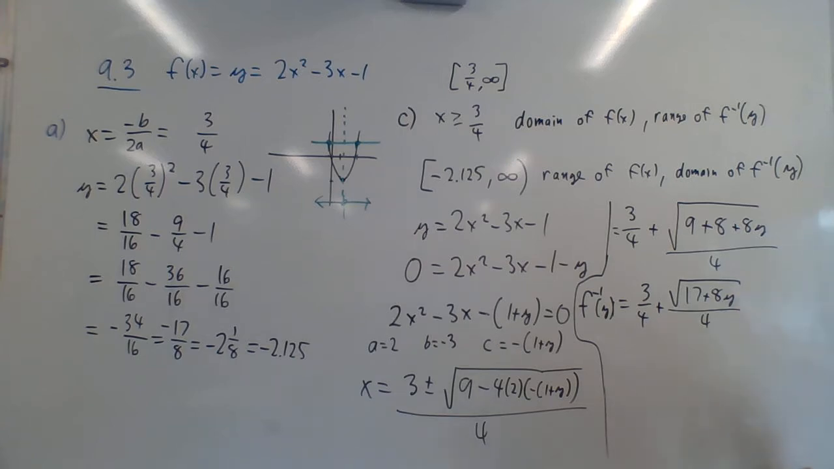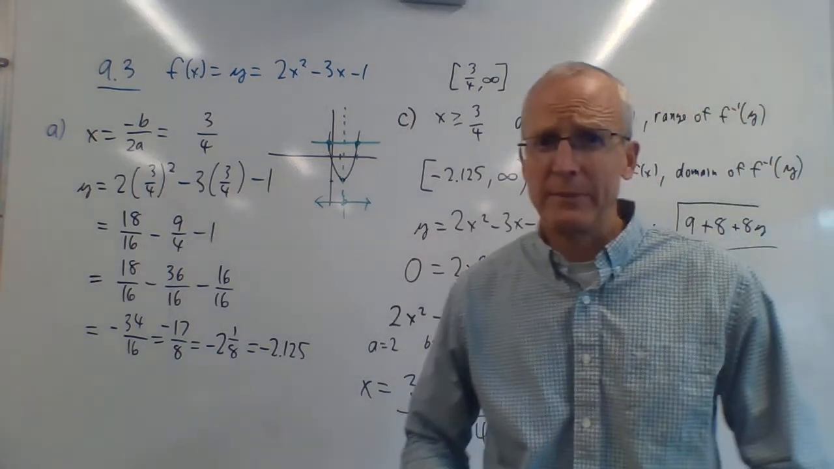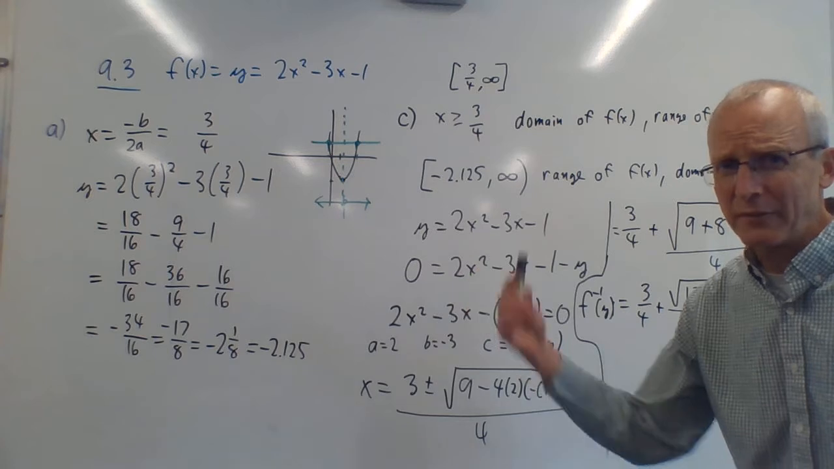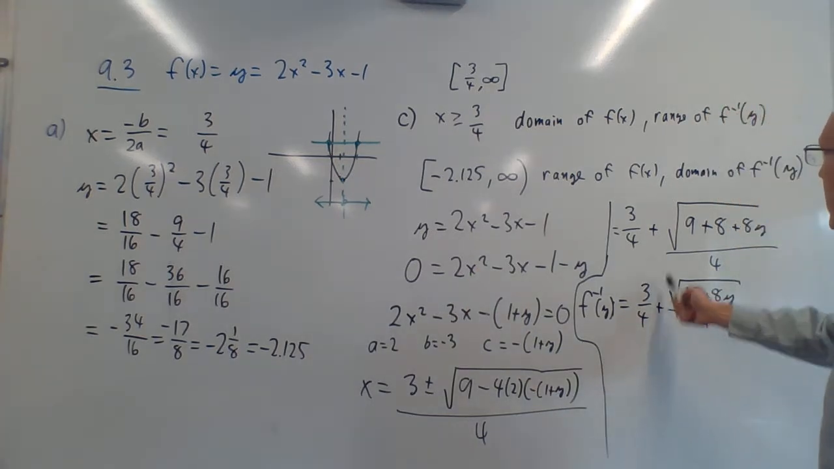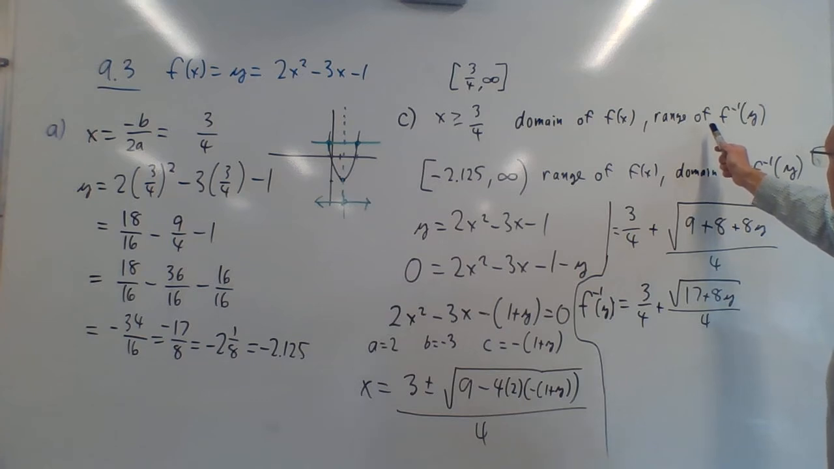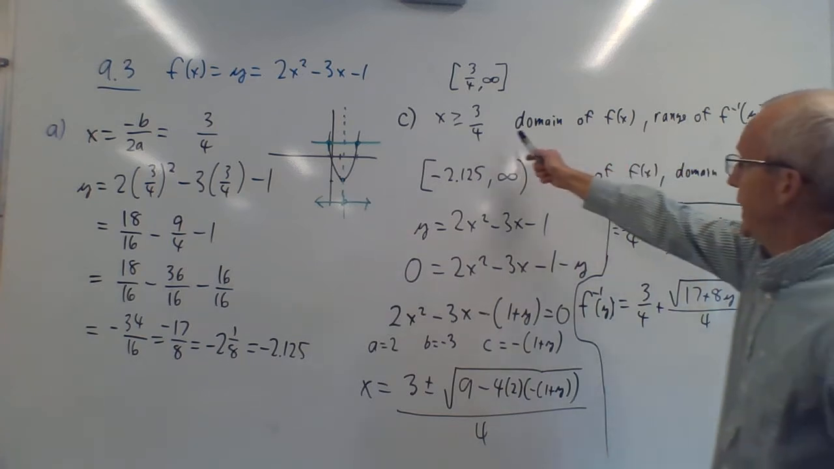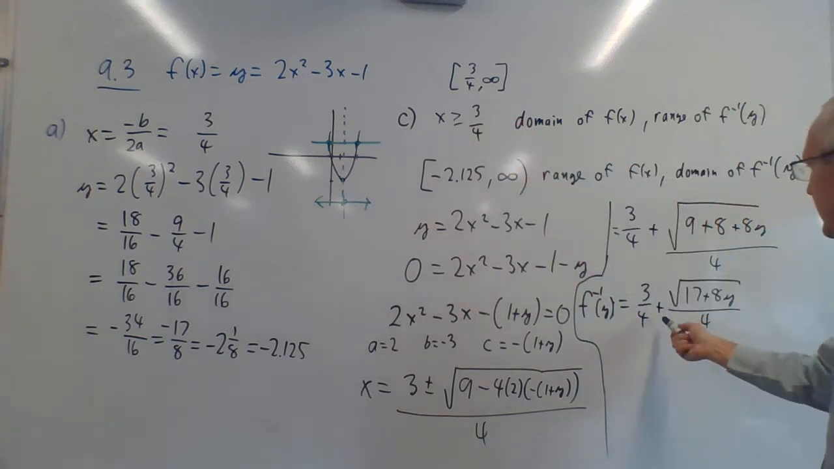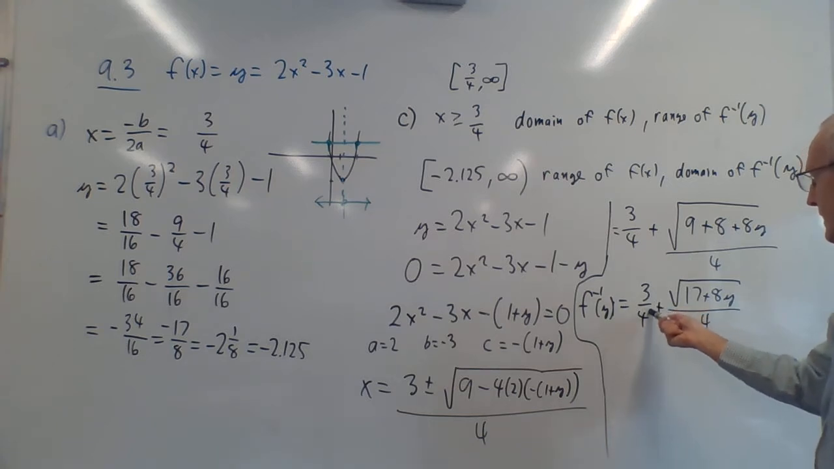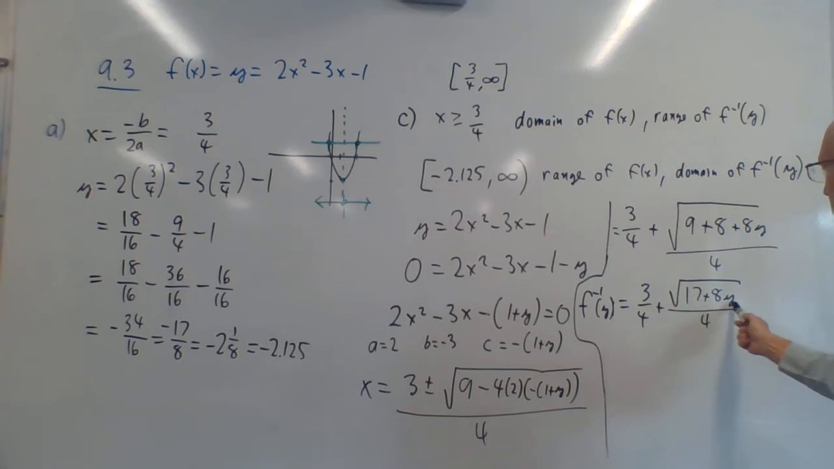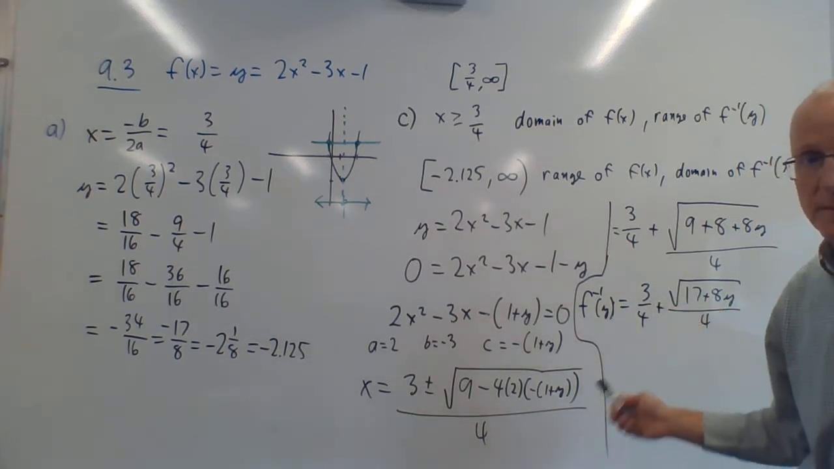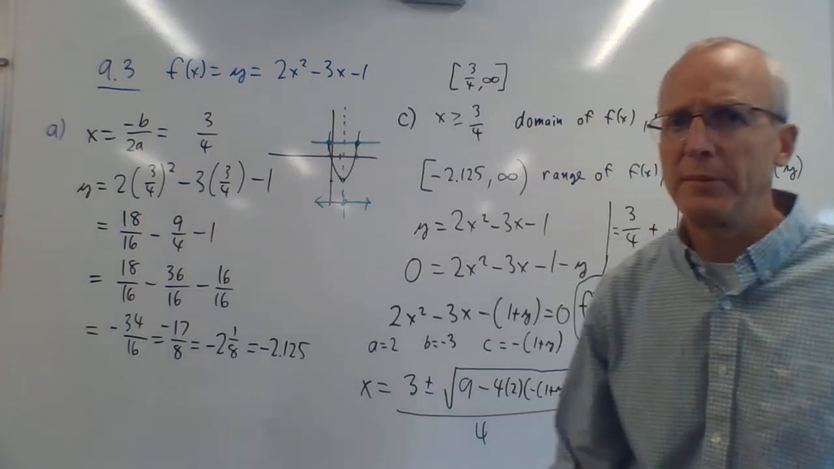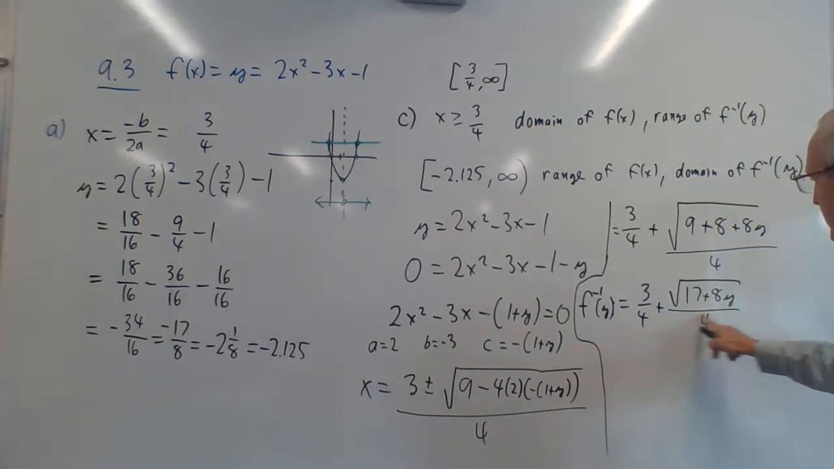Now, we check our answers. It's really easy to make mistakes in doing all this algebra, right? Quadratic formulas, lots of mistakes. Is the range greater than 3/4? Yes, because when this is 0, it's 3/4. It's 3/4 plus a positive number. The smallest it can possibly be is 3/4, because it's 3/4 plus a positive number.